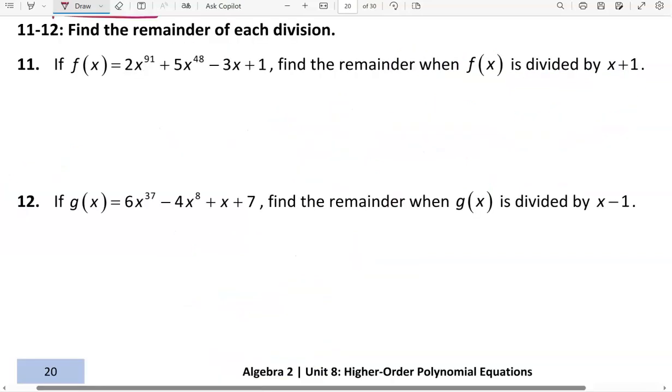In 11 through 12, we're asked to find the remainder of the division, but looking at the degree of the polynomials in question, it would be too cumbersome to actually do a division, so we're going to apply the remainder theorem. So if we want to find the remainder when f of x is divided by x plus 1, what we actually want to find is f of the 0 of the divisor, which would be negative 1.